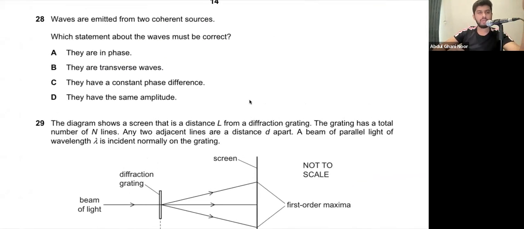Waves are emitted from two coherent sources. Which statement about the waves must be correct? If they maintain a constant phase difference, they are in phase? Not necessarily. They can be out of phase as long as it's constant. They are transverse? No, longitudinal waves can also be coherent. They have a constant phase difference? Yes, that is the definition of coherent. They have the same amplitude? No, not necessarily. So the answer to 28 is C.